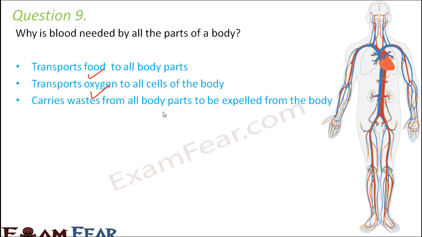Blood carries wastes from all body parts to be expelled from the body. For example, when the cells undergo respiration, one of the byproducts of respiration is carbon dioxide. All the cells want to get rid of that carbon dioxide. So when blood reaches the cells, they dispose the carbon dioxide into the blood. In order to dispose wastes, they need a medium, and that medium is blood. Blood also contains components which help to fight infections. For example, the white blood cells build the immune system of the body, and because of this we do not fall ill very frequently. Our body remains strong enough. It has its own defense mechanism to fight infections.